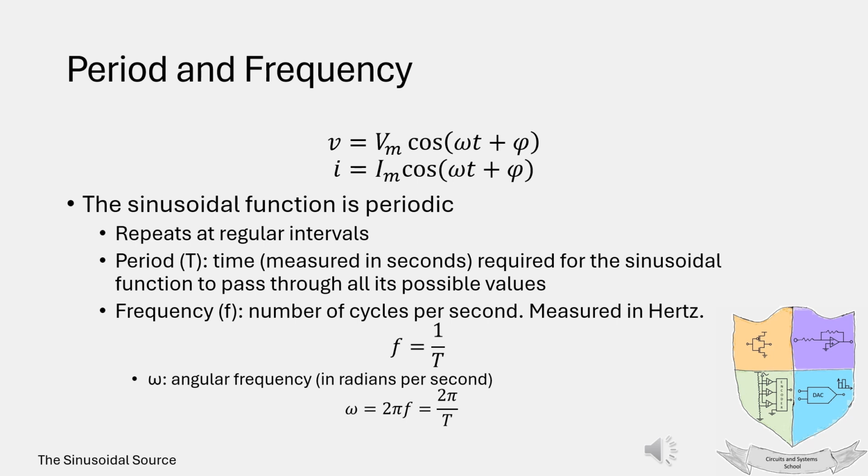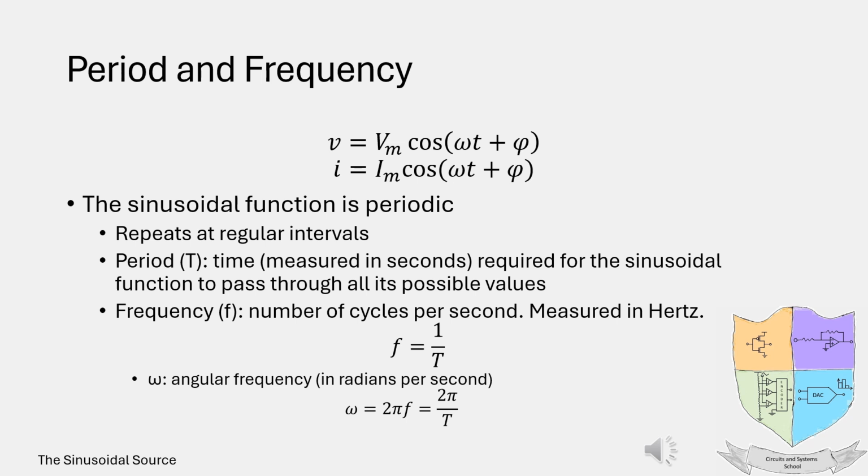Related to the period of a sinusoidal function is its frequency, which indicates the number of cycles per second. Given the period of a sinusoidal function, its frequency can be obtained by the reciprocal of the period. Frequency is measured in hertz.